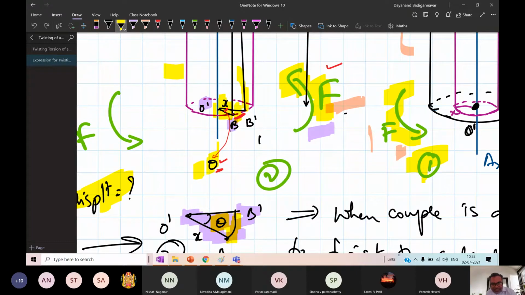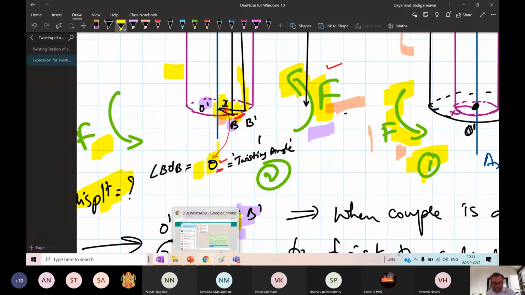So this is x and this is theta. You can see here, this is nothing but theta. I have marked x here. There is an angle between B O dash and B dash. This angle, B O dash B dash, is nothing but theta. This is called the twisting angle, as I said in the last class. If you apply the force or a couple in this form, the wire gets twisted with this angle theta.